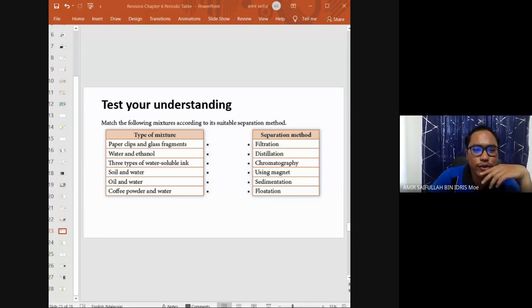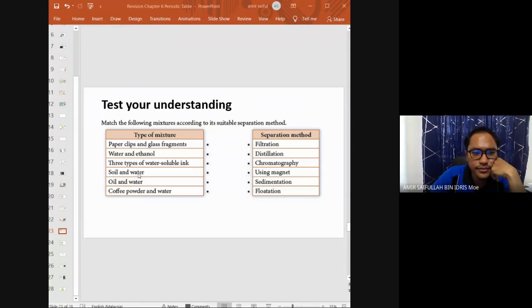Okay, correct. Chromatography. Chinwei's is also correct. Okay, distillation. Water and ethanol, because of different boiling point, we can use distillation. Then 3 types of water soluble ink. They are already soluble in the water, so we can use chromatography. Okay, next. Can I have Kitman?